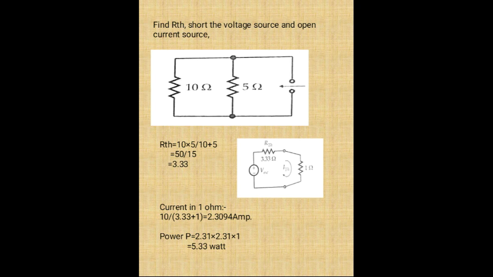Since we know that power loss in a resistance, P is equal to I square R, so the value of current I is equal to 2.31 ampere approximately, and resistance is 1. So the power P is equal to I square R, that is 2.31 into 2.31 into 1. So the value is 5.33 watt.